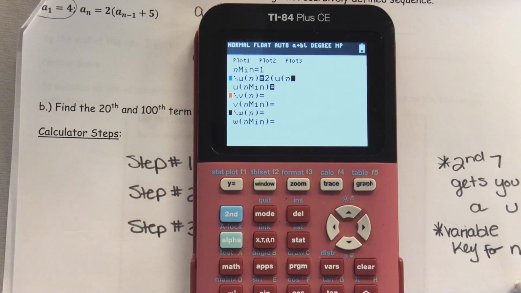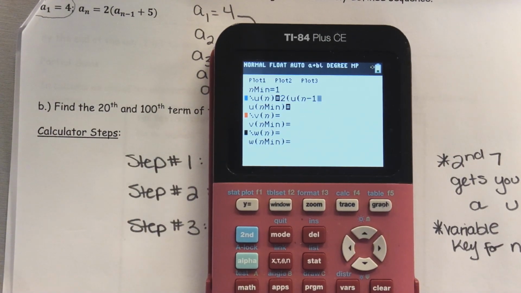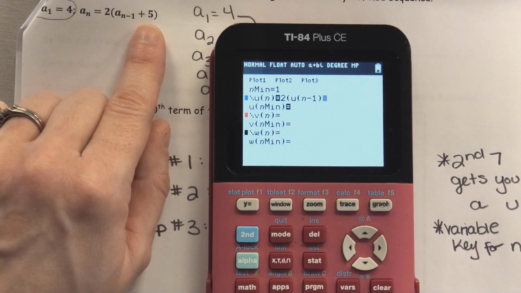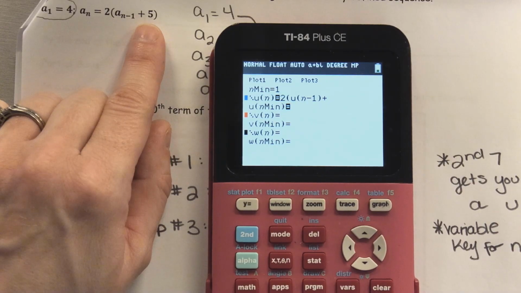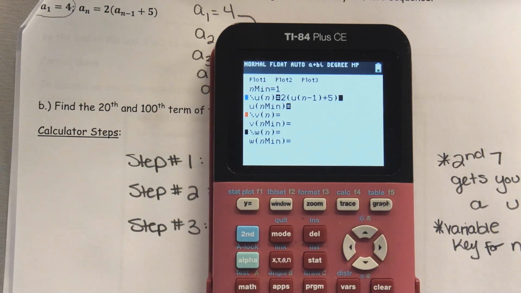All right, so there's my n. And then I need n minus 1, and I'm going to close that. And I'm going to add 5, and I'm going to close that. Okay? So we have 2.